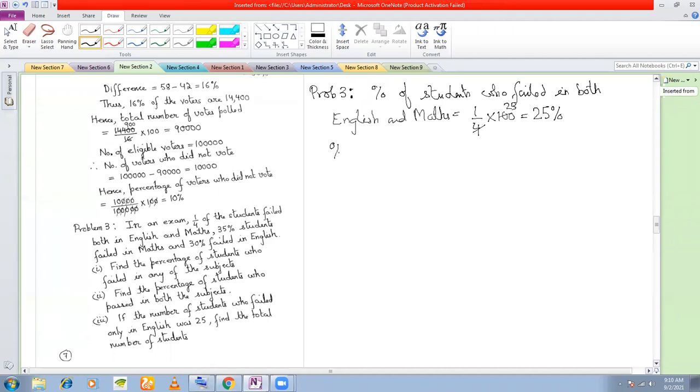So, and what is given here? Percentage of students who failed in math. The number of students is 100. Why will we take the number of students as 100? Because we are all talking in percentage terms. Percentage means per 100.